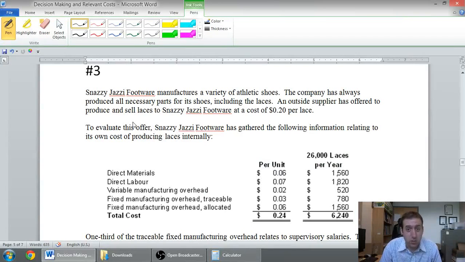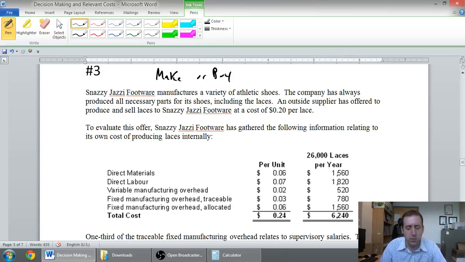In this series of videos, we've been talking about relevant costs for short-term decision-making. In this video, we're going to look at what's called a make or buy decision. In a make or buy decision, the company is saying, should we buy a product from somebody else or can we make it ourselves for cheaper? And that's the debate that goes on. So let's read the question and I think you'll get the feeling.